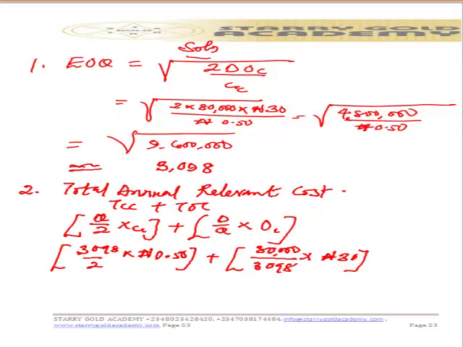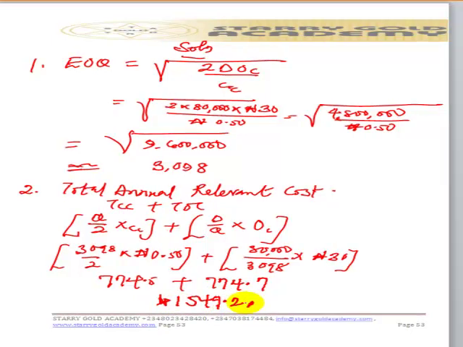So 3,098 divided by 2 times 0.50 will give us 774.5, plus 80,000 divided by 3,098 times 30, that's 774.7. So 774.5 plus 774.7 will give us 1,549.2. So that's our total relevant cost.